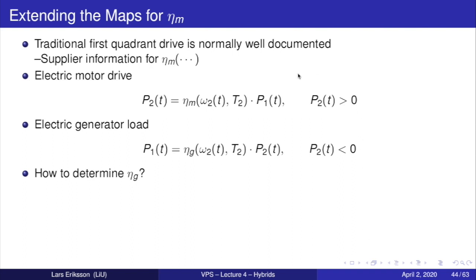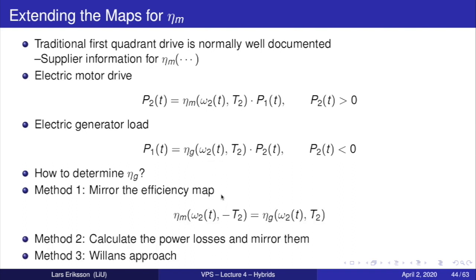So when we have this electric motor drive, we're working with it in this region, while if we have an electric generator load, we're working with it in this region. And suppose that we have gotten the supplier information from this well documented mode, but we want to use it for regenerative braking. How do we determine this generator mode? There are three methods. One is to mirror the efficiency map, so that we just say that the map in generator mode is the same thing as in the motor mode, but with negative torque. So we just make a mirroring in the speed line. So we mirror from top to bottom.